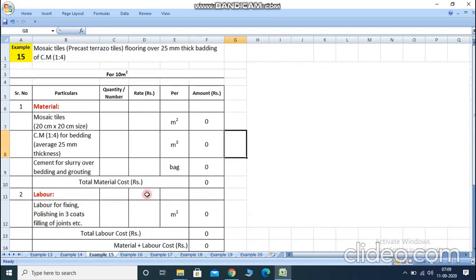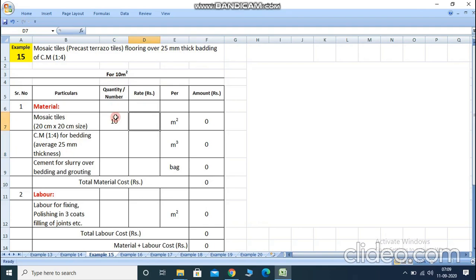Now we take another example, number 15. In this example: mosaic tiles, precast terrazzo tile flooring over 25 mm thick bedding of cement mortar of ratio 1:4. Now we calculate the mosaic tiles. The mosaic tile size is given as 20 centimeter by 20 centimeter, and we require mosaic tiles for 10 square meters. So we write the quantity as 10 square meters.